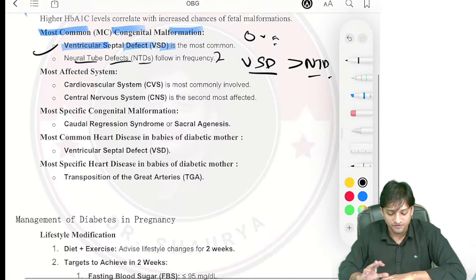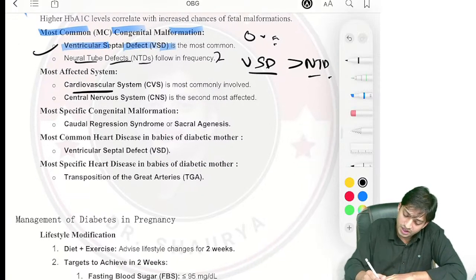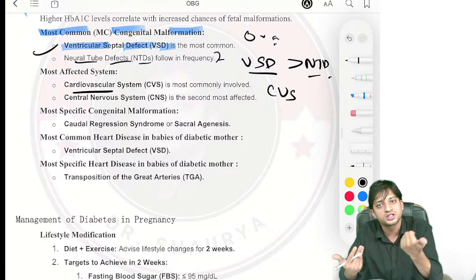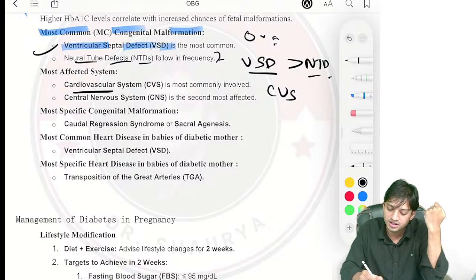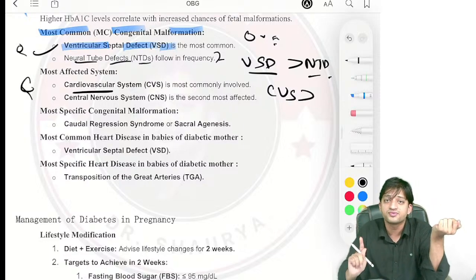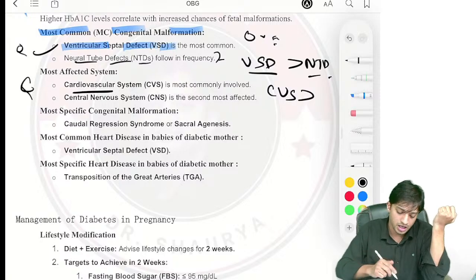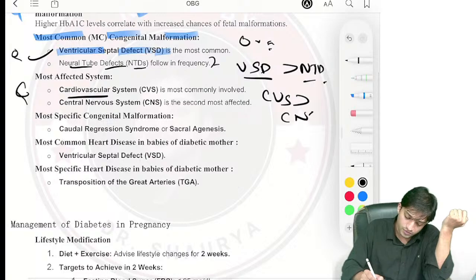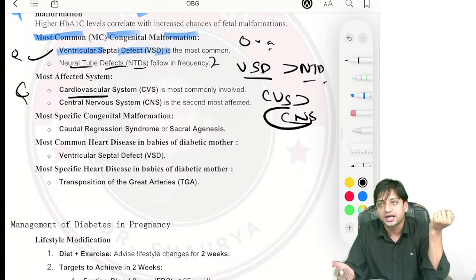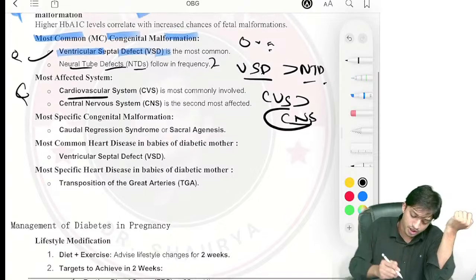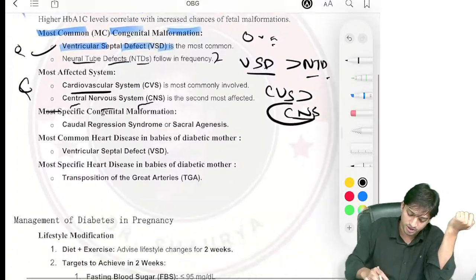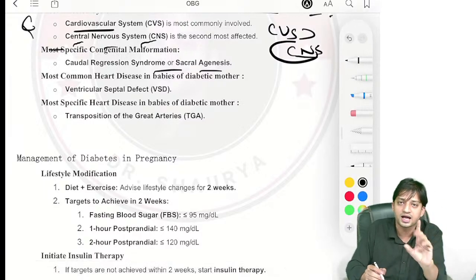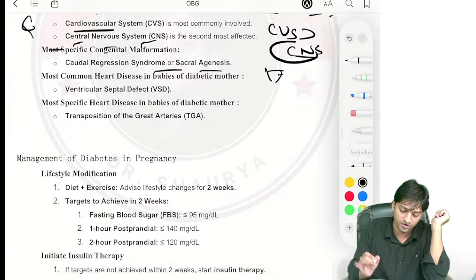Now, most affected system, again they ask you. I told you VSD is a ventricular septal defect involving the cardiovascular system. So the cardiovascular system is the most affected system. These are all MCQ points that have been asked, that is why I am discussing. Please be attentive. Now, if the CNS is involved, it is again the second most involved system. Coming to the most specific congenital malformation, if they ask you, it is caudal regression syndrome or sacral agenesis of the sacral vertebra.